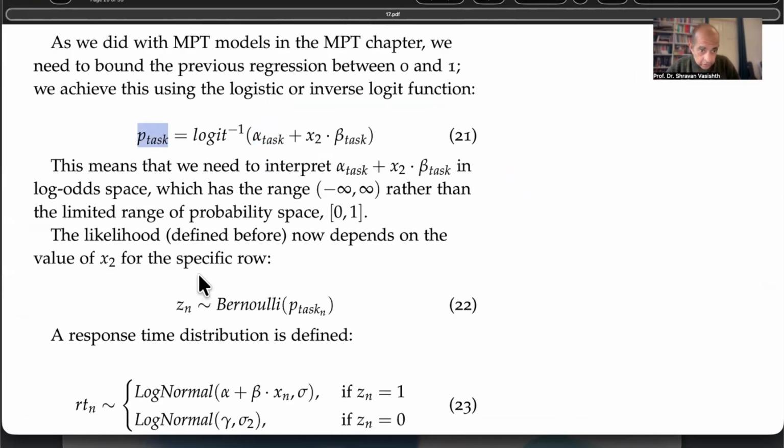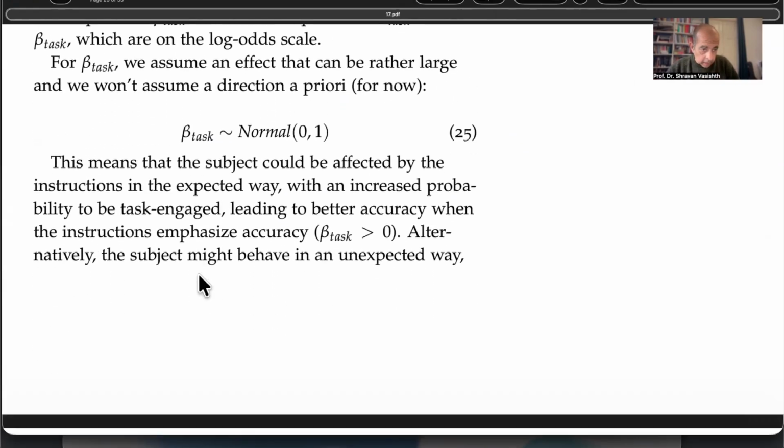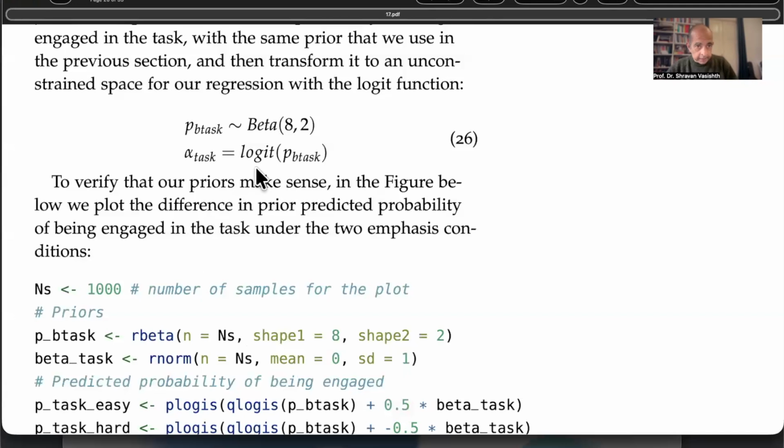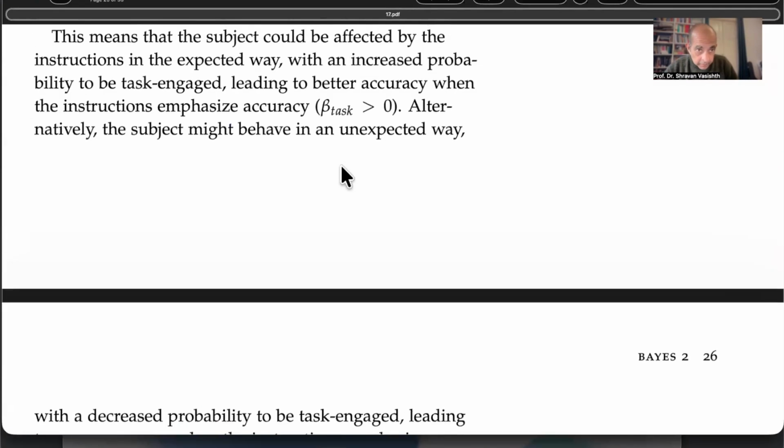Okay, so where was I? Here, look here. So remember this is what I'm trying to get at. We had defined a prior on the probability of B task. The probability of B task here is actually representing the log odds equivalent of the alpha task parameter.